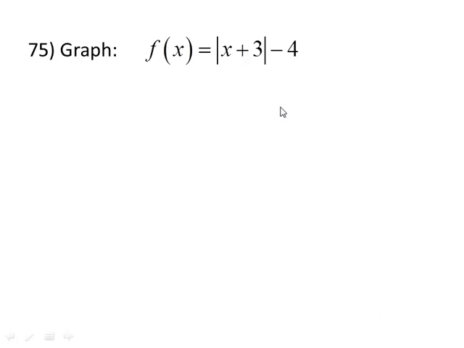Moving on to the next graph, here we have an absolute value function. We're going to look for h, k first. Here, h is going to be -3 and k is -4. Again, this is the same as x minus -3 and plus -4. So -3, -4 for h, k.